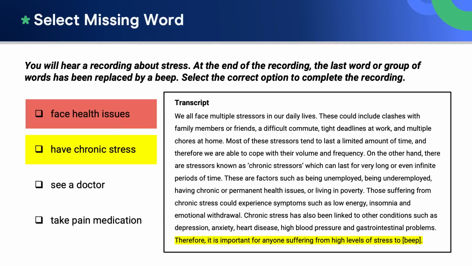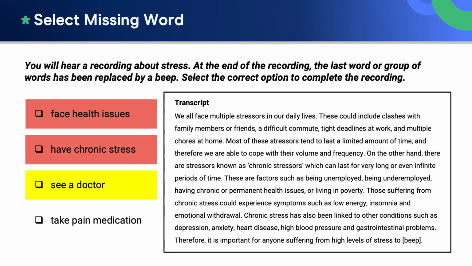Therefore, it is important for anyone suffering from high levels of stress to have chronic stress. That makes no sense here because it would be saying that it's important for people with stress to have stress. This option doesn't add new information to the sentence, so it's incorrect too.